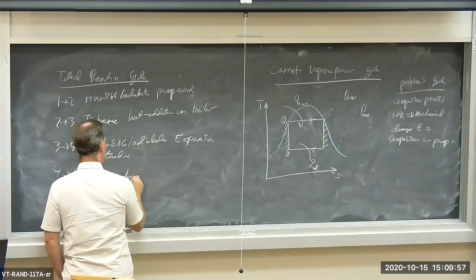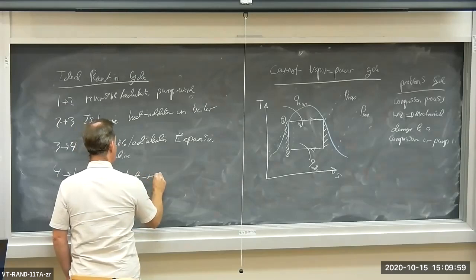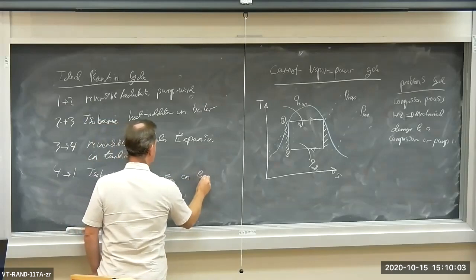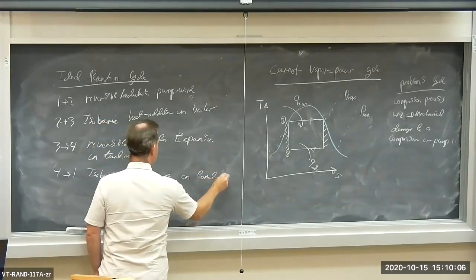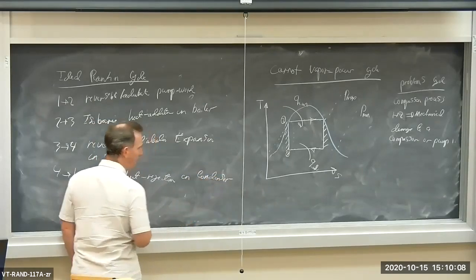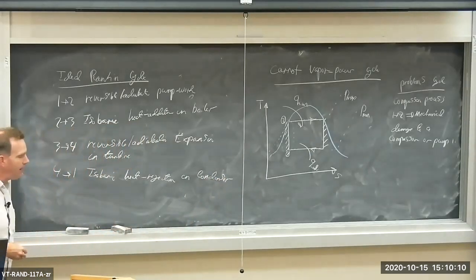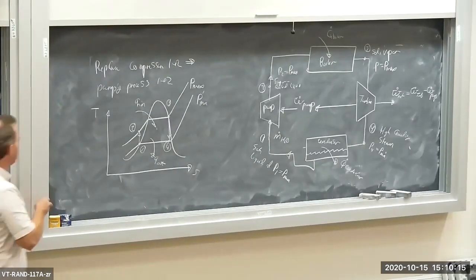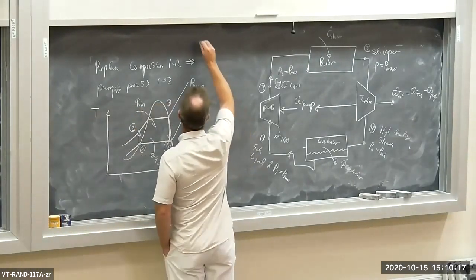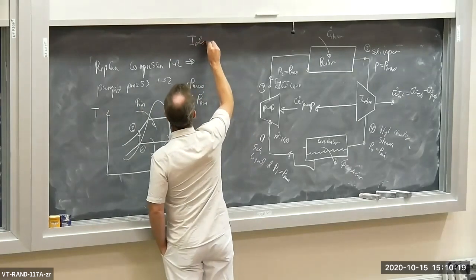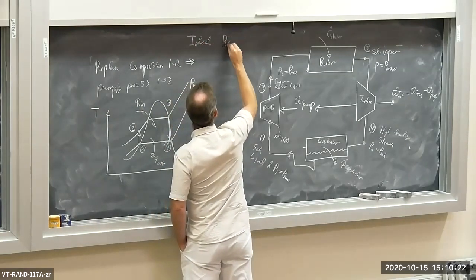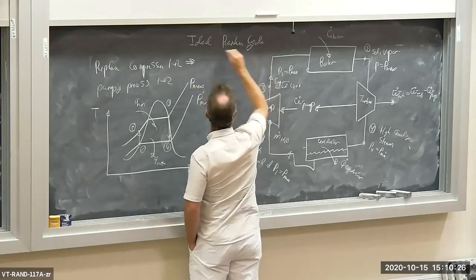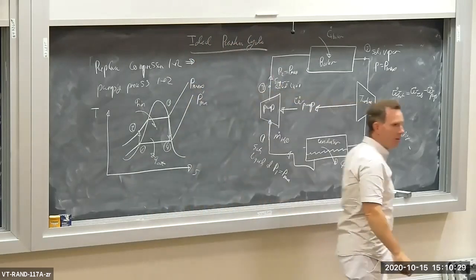Isobaric heat rejection in condenser. In the condenser, okay? So this is the ideal Rankine cycle. The TS diagram and the device diagram are given right here. So I'm going to write right up here, ideal Rankine cycle. This is the ideal Rankine cycle here, all right?